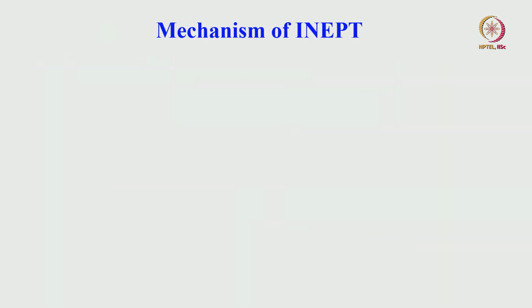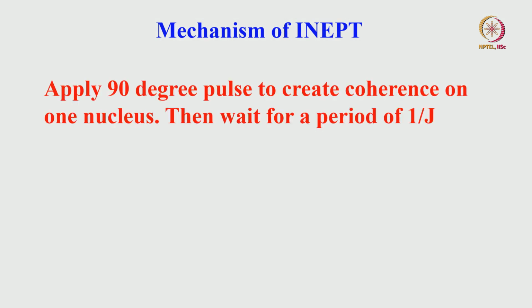Now how does INEPT work? We will understand that. Of course we know polarization transfer, so far we have understood. Same thing, but how we do it experimentally is different, we will discuss that. All depends upon delay and application of 90 pulse, 180 pulse. That's all we have been discussing in the spin echoes. Exactly like spin echo, but we will see now how the polarization transfer takes place.